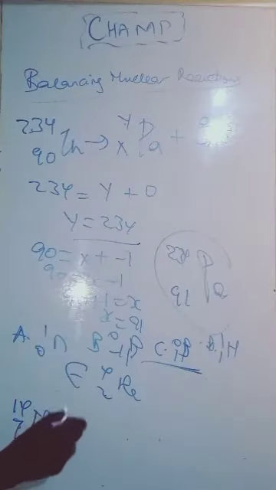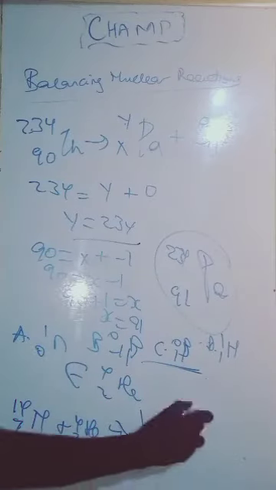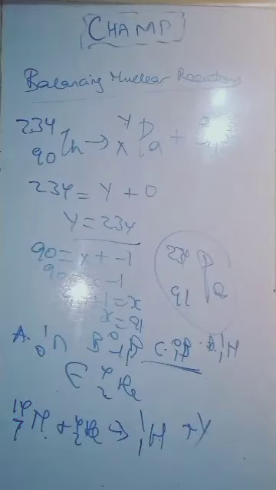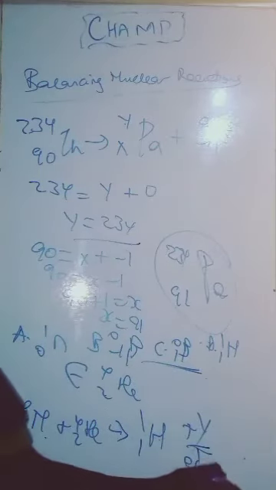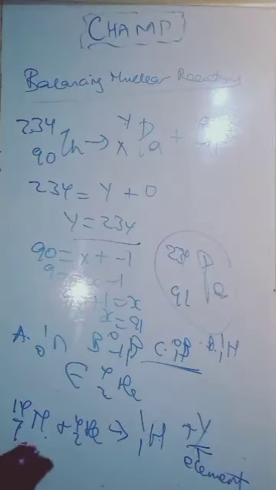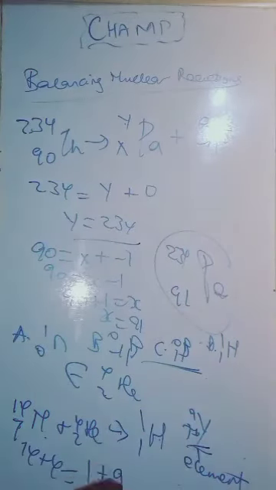Then another one, you have 14 7 N plus 4 2 He to give you what? 1 1 H plus Y. Let's move on. So they ask you to find what is the element Y. So let's go now. So you have 14 plus 4 to give you what? 1 plus, just call this one A, call this one B, plus A. I took the top. 14 plus 4 is equal to 1 plus A. 14 plus 4 is what? 18 is equal to 1 plus A. A is equal to 18 minus 1. A is equal to 17.